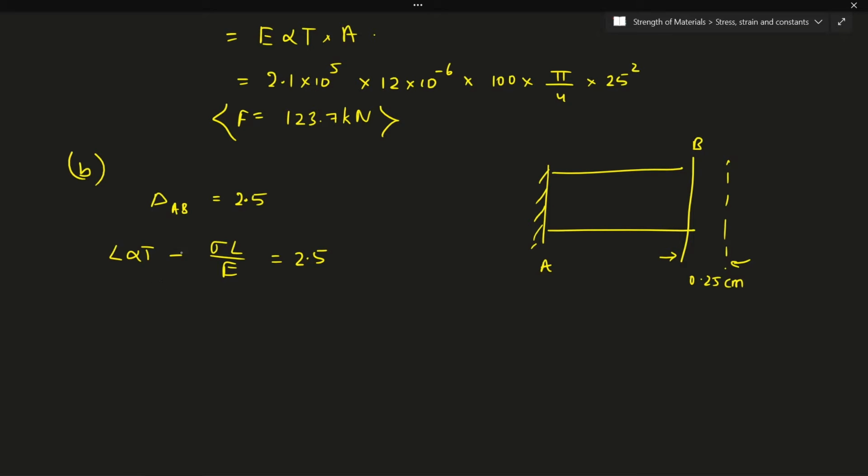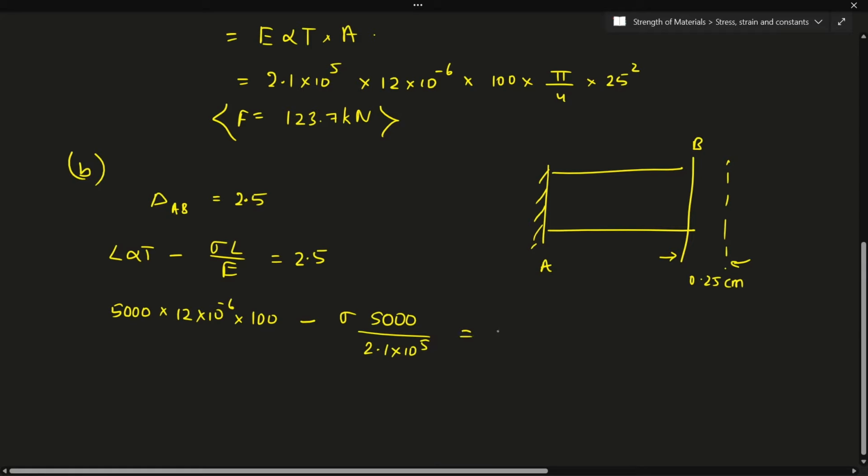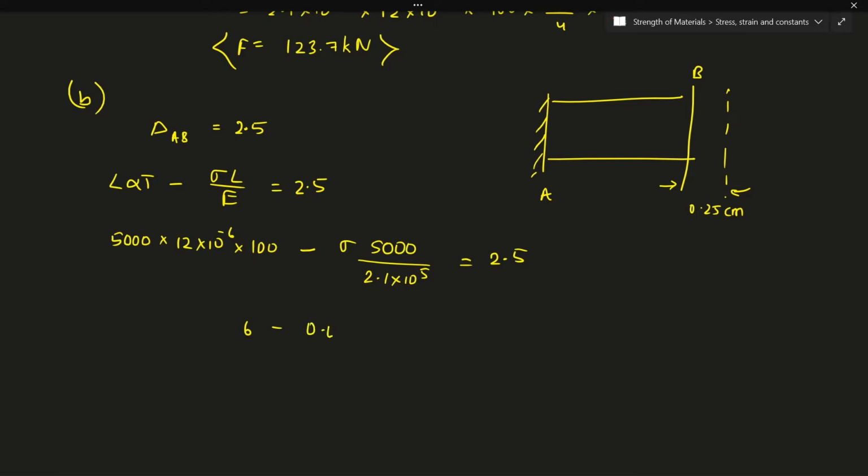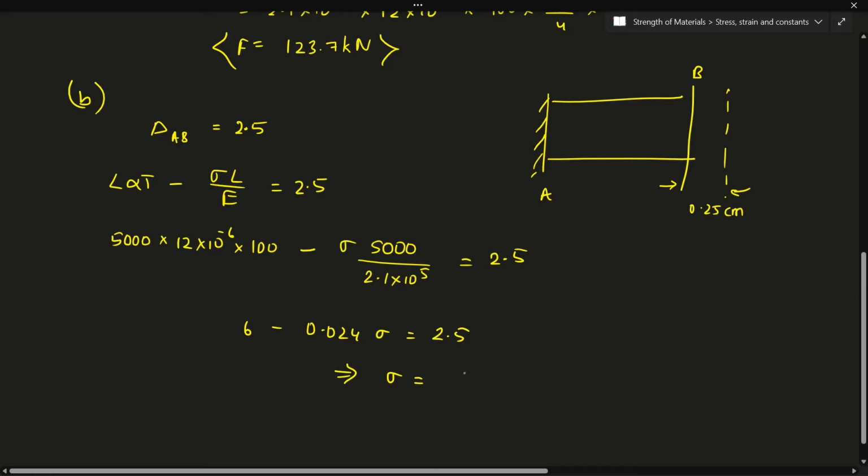Now let me calculate the value for sigma. Now L is given by 5000 mm, into alpha, which is 12 into 10 to the power of minus 6, into rise in temperature 100, minus sigma into L, 5000, divided by 2.1 into 10 to the power of 5, is equal to 2.5. Now if we simplify this, we'll get 6 minus 0.024 into sigma, that would be equal to 2.5. Now in turn the value for sigma is 145.8 Newton per mm square.